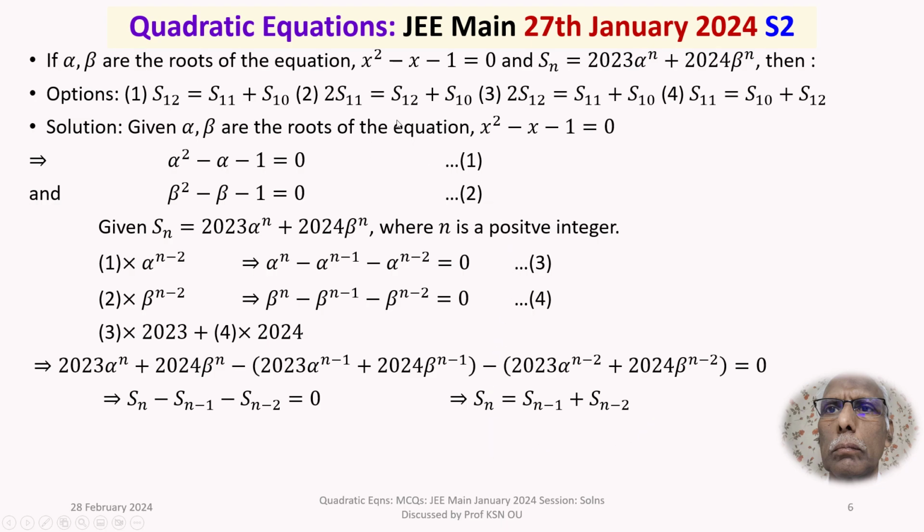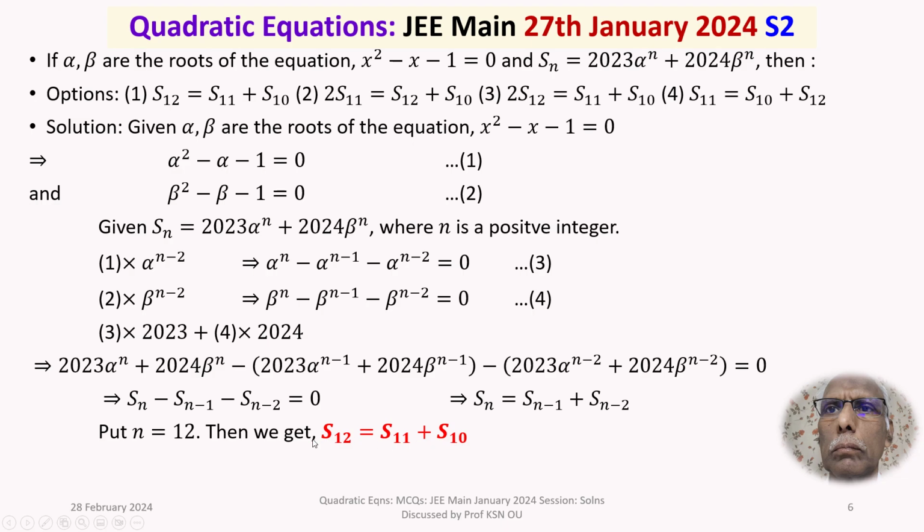Now, you have to find out a relationship between S12, S11 and S10. That can be achieved by putting n is equal to 12. So put n is equal to 12 in this. We will get S12 is equal to S12 minus 1, S11, plus S12 minus 2, S10.